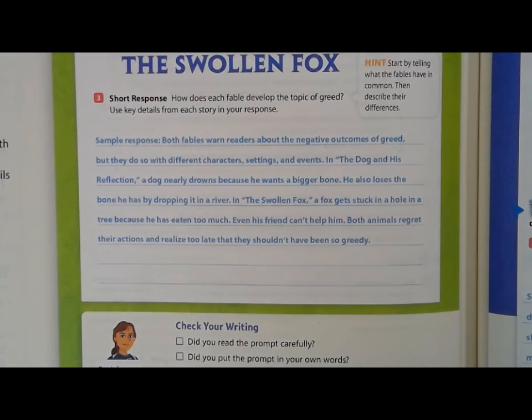Both fables warn readers about the negative outcomes of greed, but they do so with different characters, settings, and events. In The Dog and His Reflection, a dog nearly drowns because he wants a bigger bone. He also loses the bone he has by dropping it in the river. In The Swollen Fox, a fox gets stuck in a hole in a tree because he has eaten too much food. Even his friend can't help him. Both animals regret their actions and realize too late that they shouldn't have been so greedy.